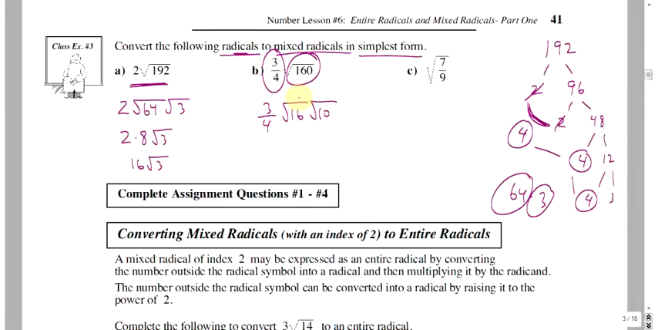And why did we do that? Because I know what the square root of 16 is. It's 4. Are there any more perfect squares in 10? No. 4 doesn't go into it. 9 doesn't go into it. Okay, that's it. All I have to do is reduce 3/4 times 4.